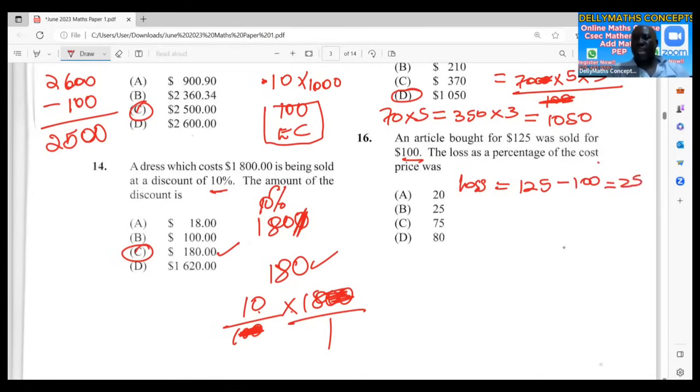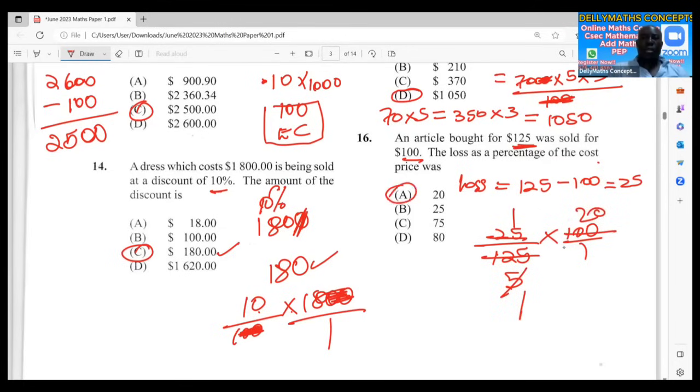Now you're going to represent this as a percentage of the cost. The cost was 125. So it's 25 over 125. And then you want to change that to a percentage. 25 into itself 1. 25 into 125 is 5. 5 into itself 1. 5 into it is 20. 1 times 20 is 20.